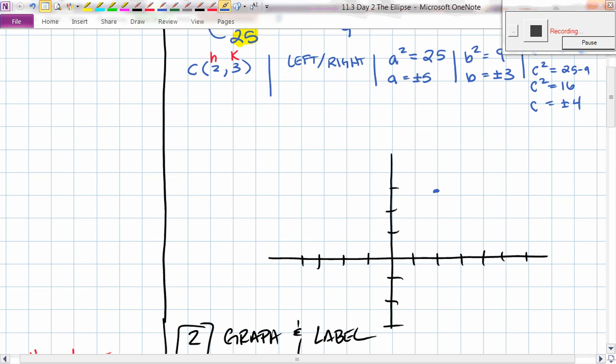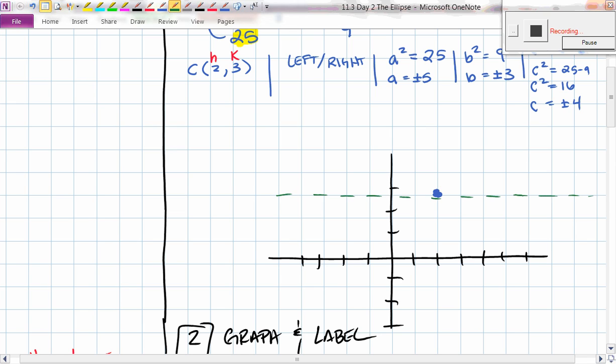All right, good. So there's my center. What else do I know? Let's make my center bigger. I know it's left and right, so I know that the major axis, sorry, a little distraction there, the major axis has to go this way, okay?